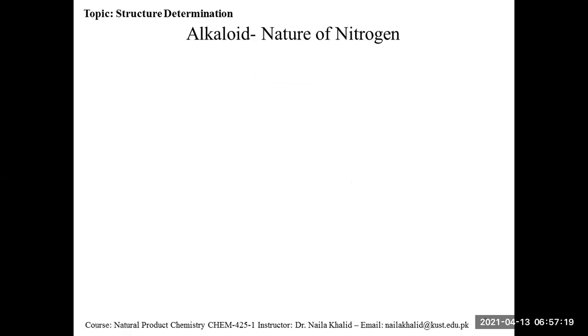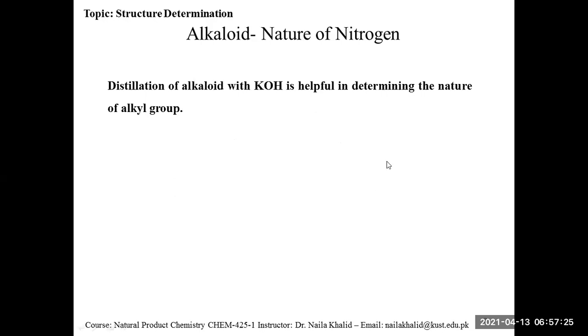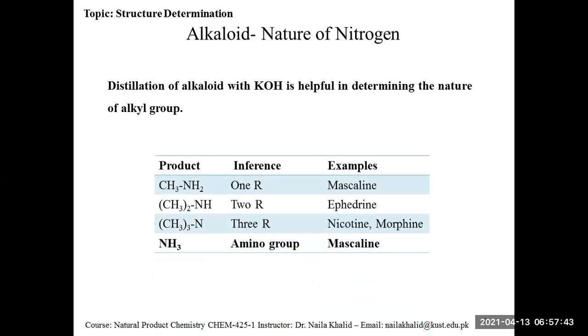Another test, which is a very important test, is known as basic hydrolysis. You can carry out distillation of an alkaloid with potassium hydroxide. Distillation of an alkaloid with potassium hydroxide is very helpful in determining the nature of the alkyl groups, that is, how many alkyl groups are present on N. So here is a table.